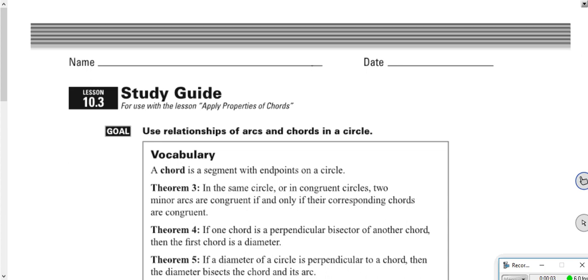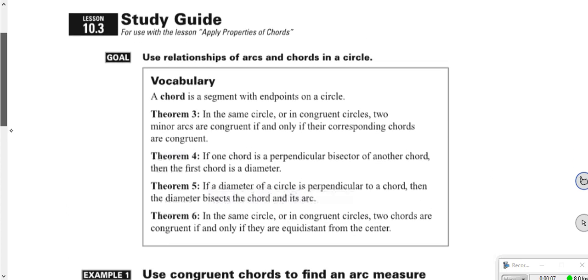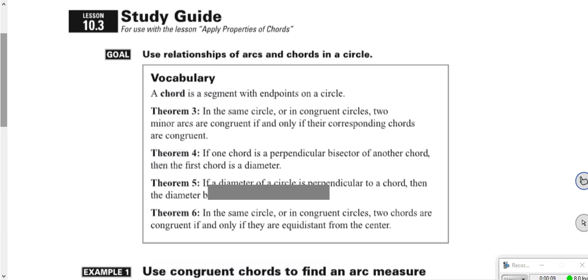Welcome back, geometry students. This is section 10.3. So just a reminder that this is new material and it is completely optional. So let's get started. This is all about properties of chords.